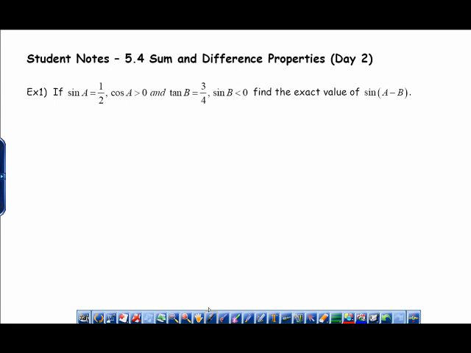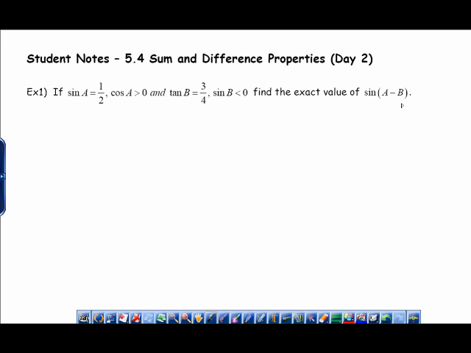It says, if sine of A is 1/2, cosine of A is greater than 0. So they give us some information about this missing angle A. And tangent of B is 3/4 and sine of B is less than 0, or negative. So they give more information about another angle B. It says find the exact value of sine A minus B.